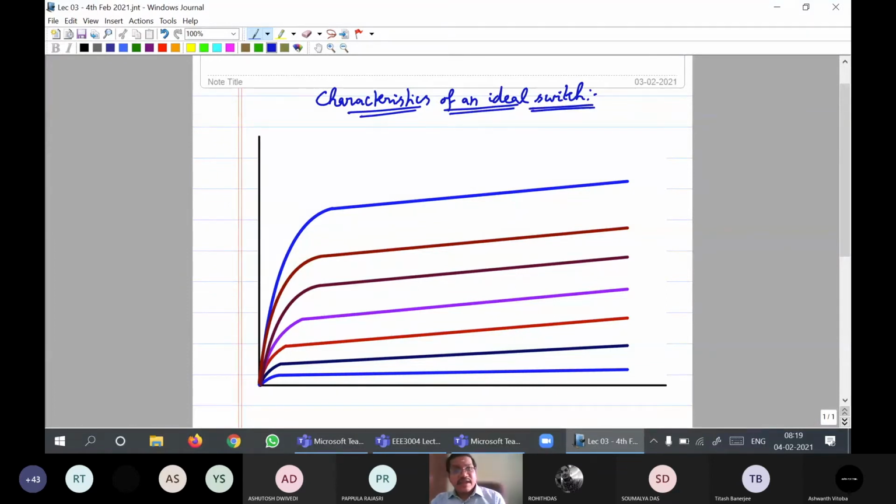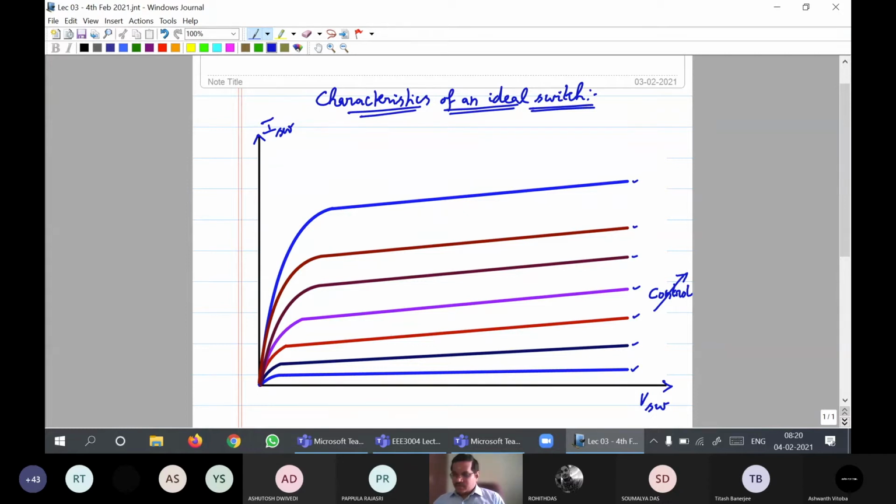Now, the graph that I have shown here, of course, I haven't marked the X and Y axis. I will mark the X axis as voltage across the switch, which I will indicate as VSW. And along the Y axis, I have plotted current through the switch, which I will indicate as ISW. I have a family of curves. These set of curves are obtained for various values of a control variable. I am varying this control.